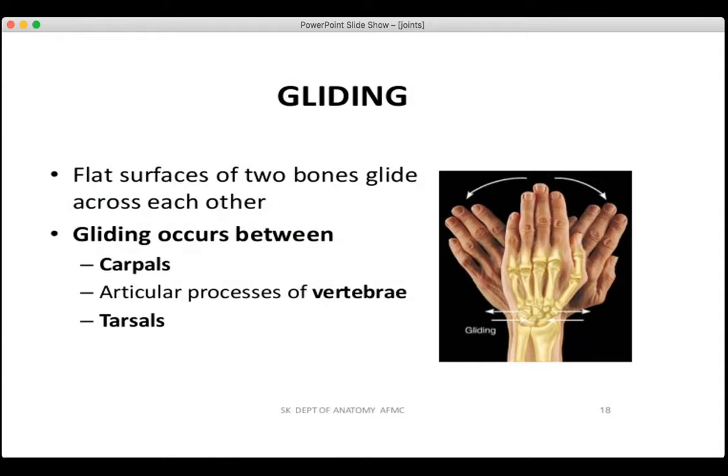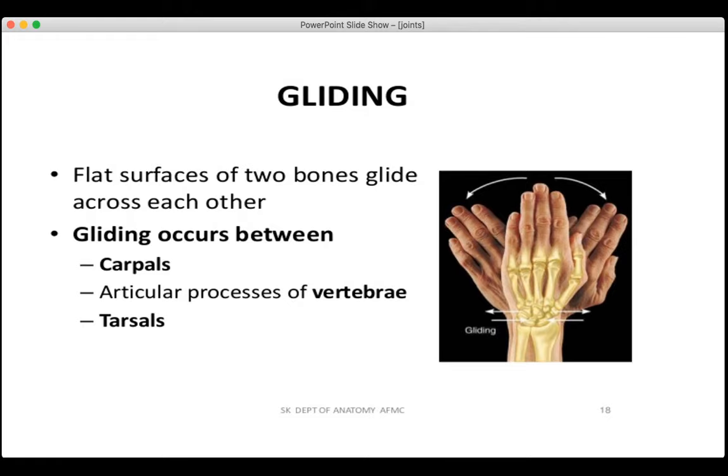So what are gliding movements? To get an idea of gliding movement, the next slide will make it clear. Basically, when the flat surfaces of two bones glide across each other, we call it a gliding movement. Flat surfaces of your bones glide across each other. Now just focus on these arrows. When you rotate your hand like this, waving bye bye with your hand, the gliding movement is happening between the joints of your wrist. So this is the example, you can understand what gliding movement is.